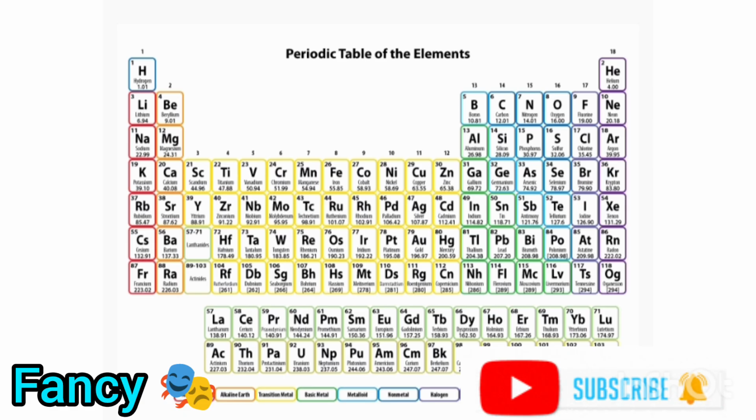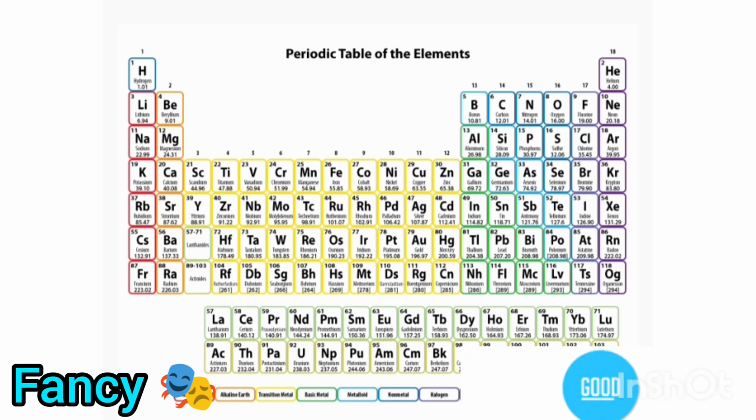And the second period is atomic number 3 to 10, and this is a short period, we can say, and it contains 8 elements, from lithium to neon. And the third period is atomic number 11 to 18, and this is also a short period. It contains 8 elements, starting from sodium to argon.